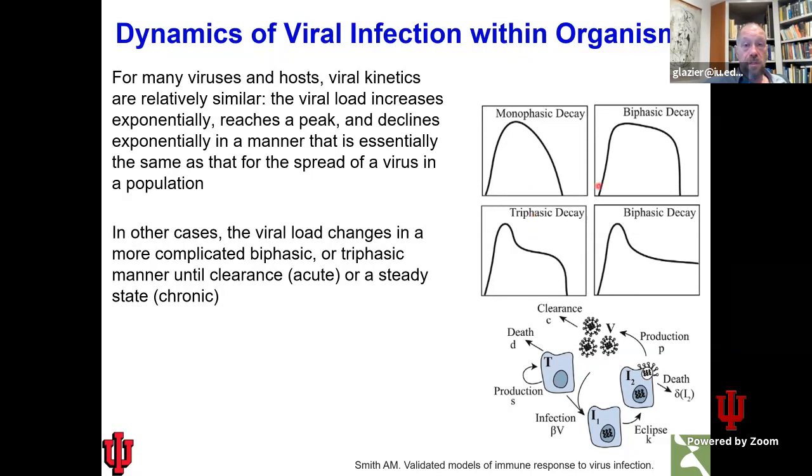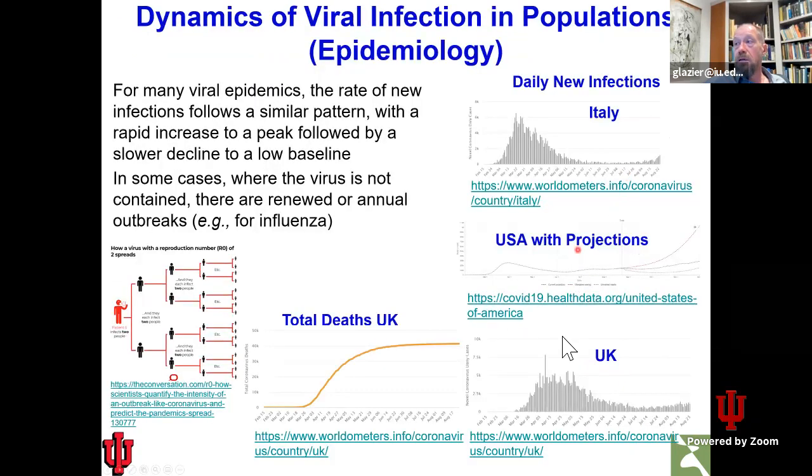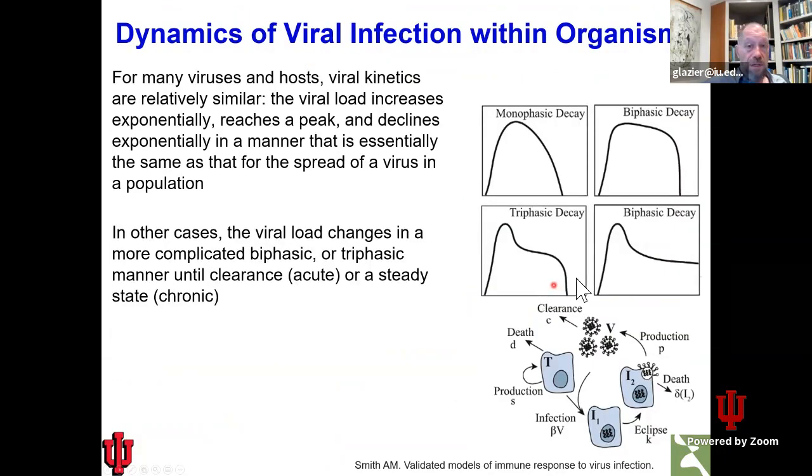There are some situations in which you get different shaped curves. Just the way I looked here, the shape of the Italian curve and the UK curve was somewhat different. The US curve is different from that. There can be different curve shapes that you see for different viruses.